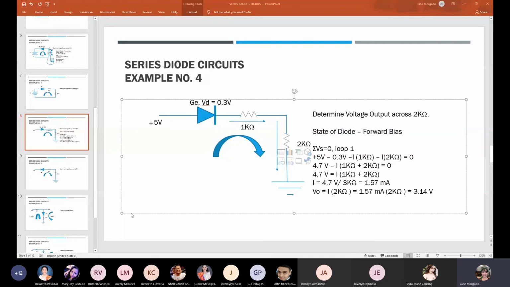Ma'am, may tanong lang po. Yung sa Ohm's law, yung V out is equal to I times 2K po, or hindi po 3K? 2K lang, kasi the question is, determine the voltage output across 2K. So VOM tayo dyan, yung positive lalagay mo dito, and the negative here. Parang yung kanina. Okay na? Question pa? Okay. Wala na?